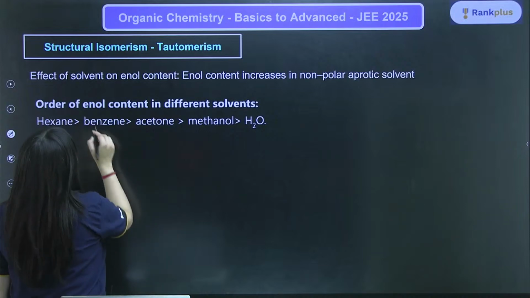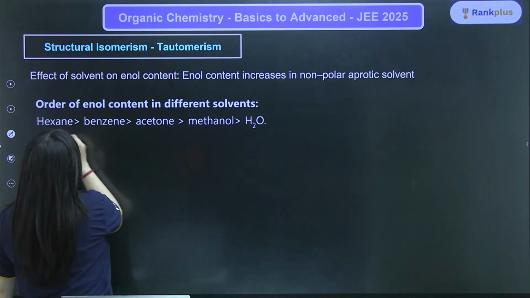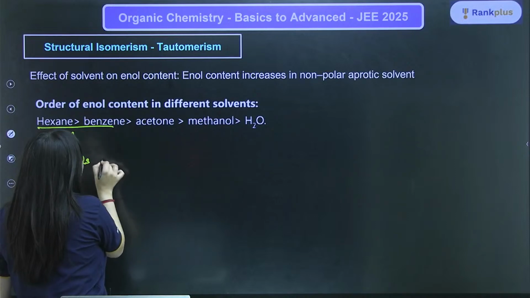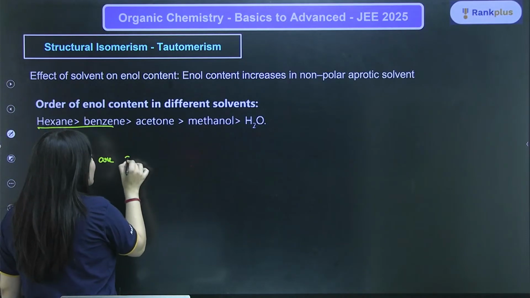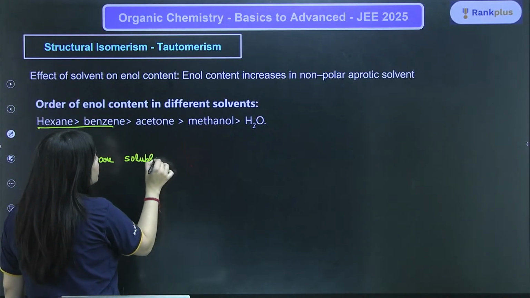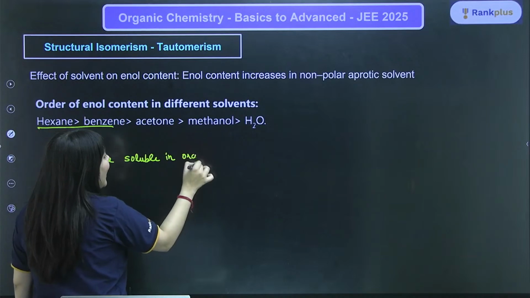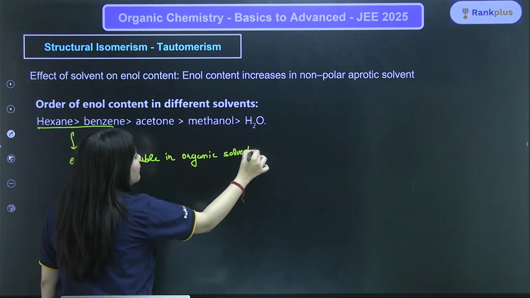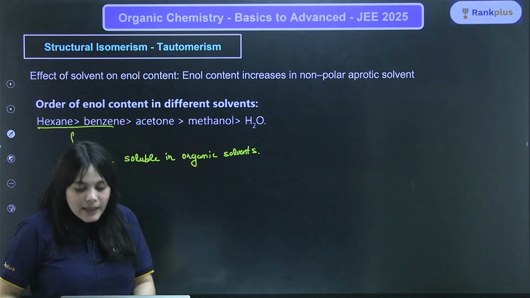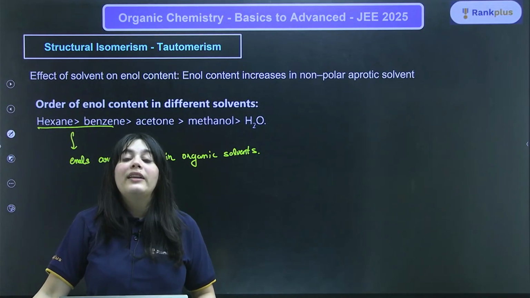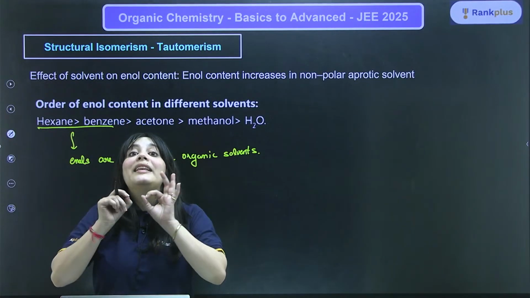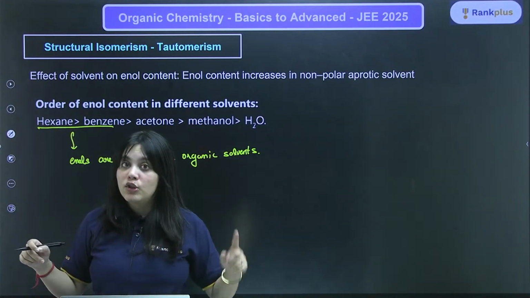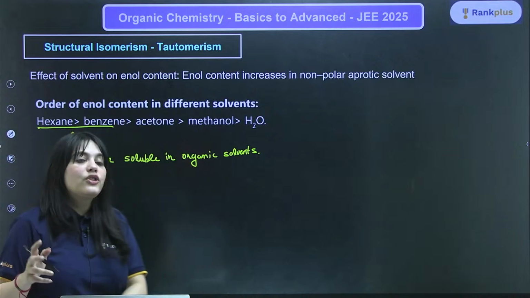Here I am writing different solvents. Yes, in your organic solvents. So I am writing it over here: enols are soluble in organic solvents. Very important. Okay? Enols are soluble in organic solvents. Why? Because they are unable to form H bonding with the polar solvents. You might think, ma'am, what about the alcohol?